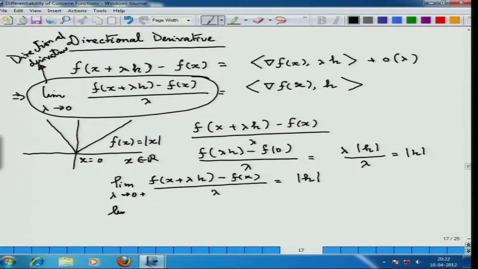Now, when it goes from the left, the two limits do not agree, and so I cannot say anything about differentiability, and which you know is not differentiable. So, the directional derivative in both ways does not agree. So, the directional derivative in the sense of the limit being taken both ways need not exist for a convex function.